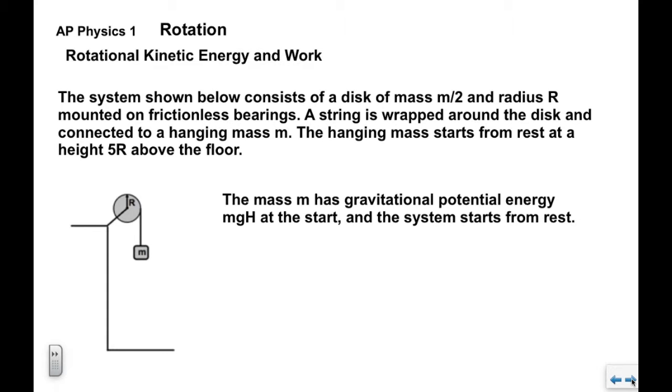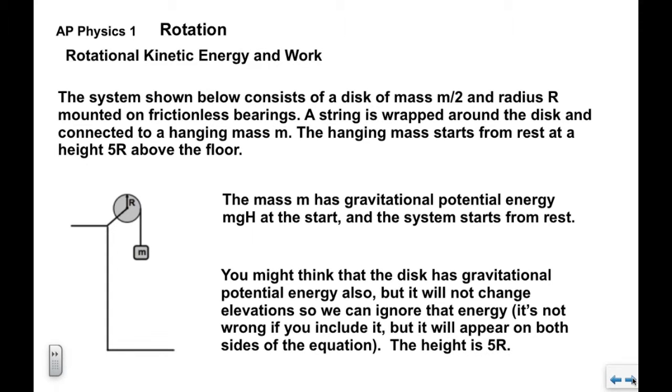So when we look at the picture we're looking at here, this is the initial conditions, or point A. The mass M has gravitational potential energy equal to mgh at the starting point. It's going to start from rest, so it has no kinetic energy initially.